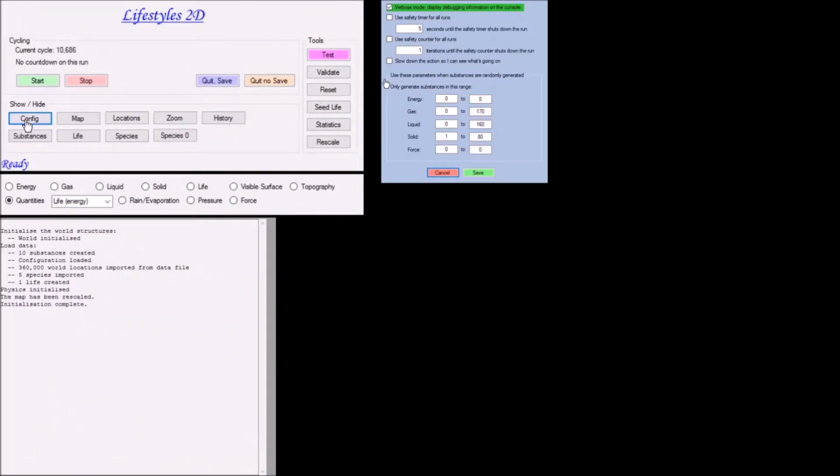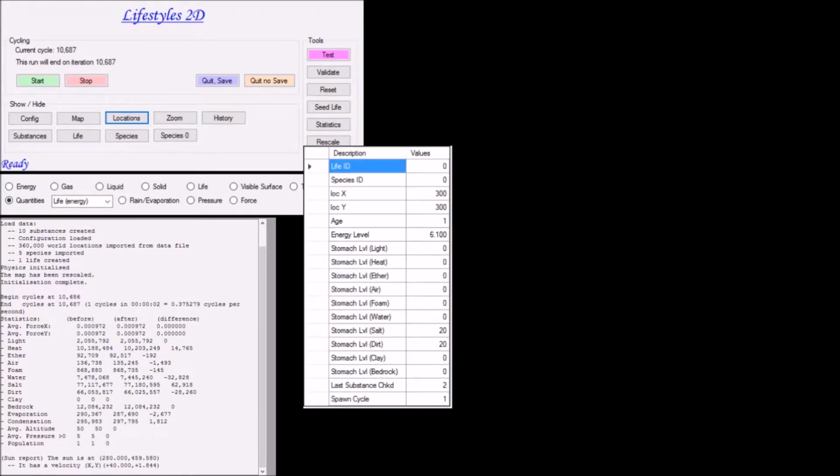Enough of that. Let's look at our first life to find out why it died. I'll set the system to only run for 1 cycle, so we can examine our life after each one. And away we go. 1 cycle done. Let's check our life. As expected, the energy level has gone down because of the daily requirement.